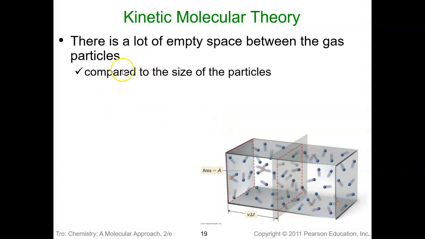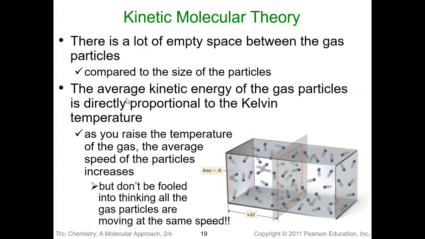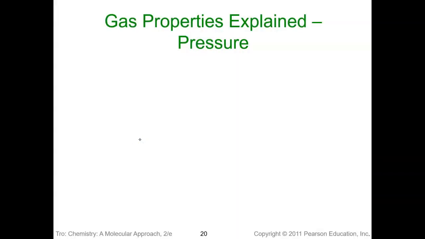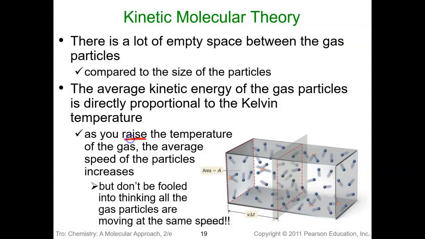Kinetic molecular theory also says there's a lot of empty space between the gas particles. And the average kinetic energy of the gas particles is directly proportional to the temperature. So if we raise the temperature of our gas, the molecules move faster. But they're not all moving at the same speed, right? But if we increase the temperature, we do increase their speed.